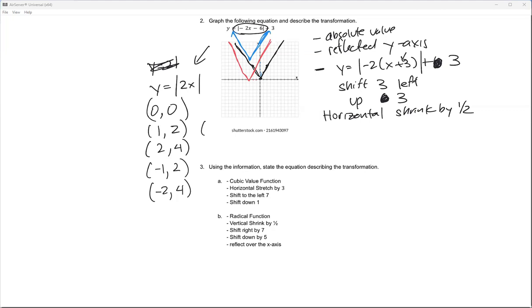Yeah, I mean, I already accounted for the horizontal shrink by leaving the 2x inside that absolute value. Okay. Good. Oh my God, I'm sorry. Yeah, by 3. I should shift up by 3. My bad. Thank you. So sorry, yes. Okay, well, keep that in mind here. Good, good.